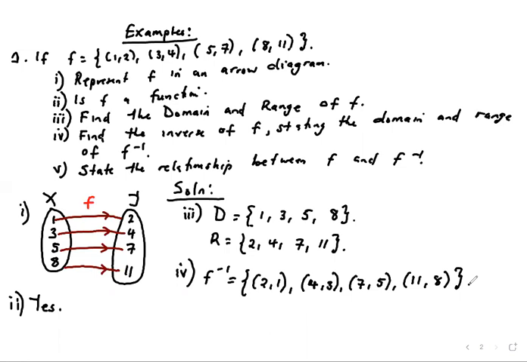State the domain. The domain, the left entries. So this time around it will be 2, 4, 7, 11. And the range, the second entries, 1, 3, 5, 8. Five, state the relationship. This is where now we become serious.